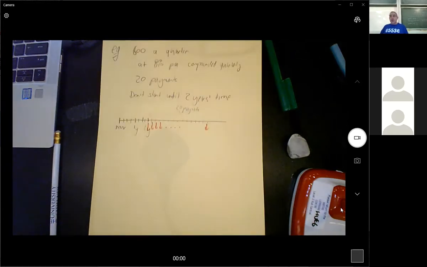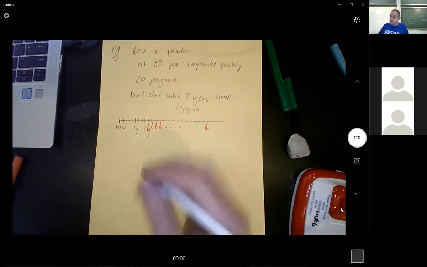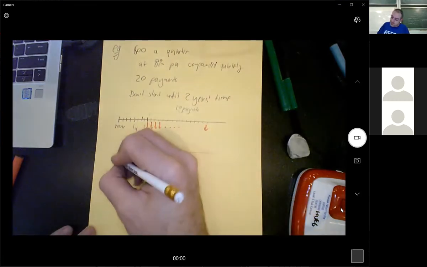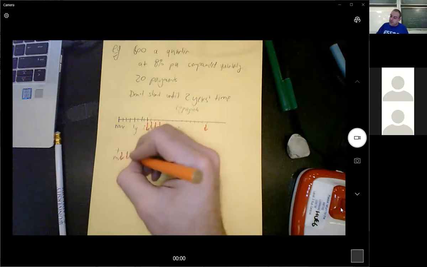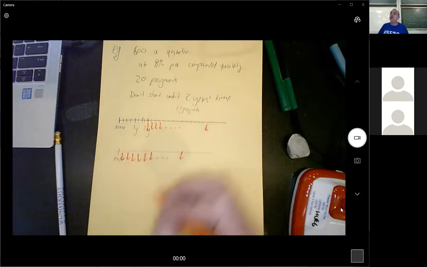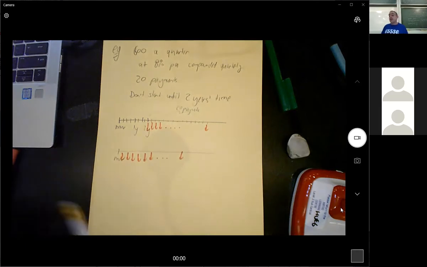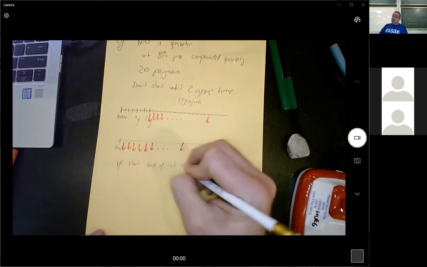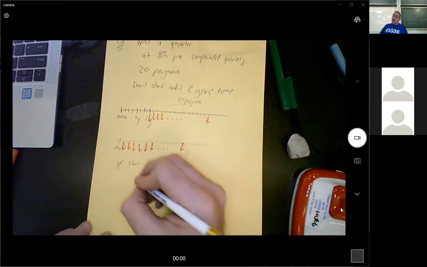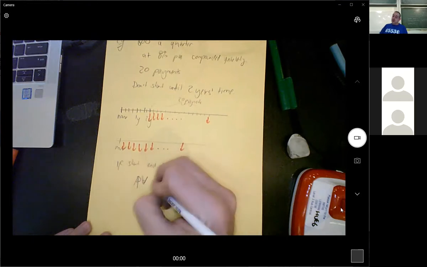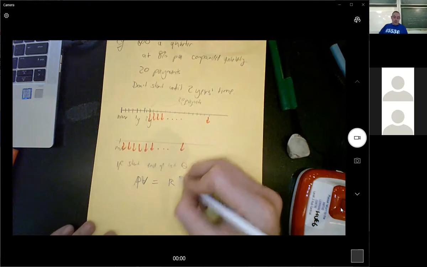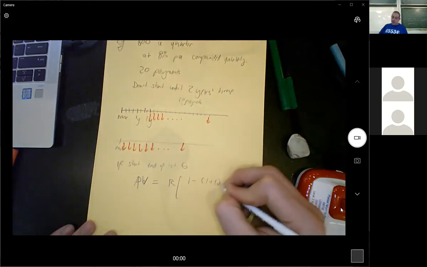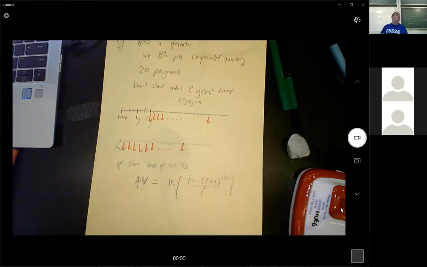Okay. So if it started at the end of the next quarter, so if it was this instead, and the payments were right away, that would be an ordinary annuity. And so if we start at the end of the first quarter, then the present value would be the regular payment times (1 minus (1 plus i) to the minus n) over i. That's what it would have been if it had been an ordinary annuity starting now.